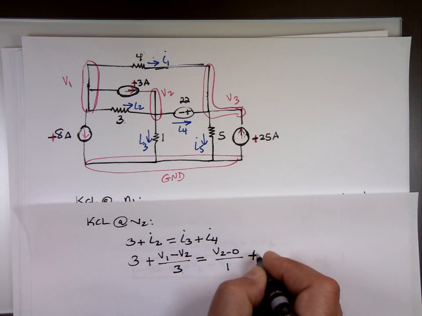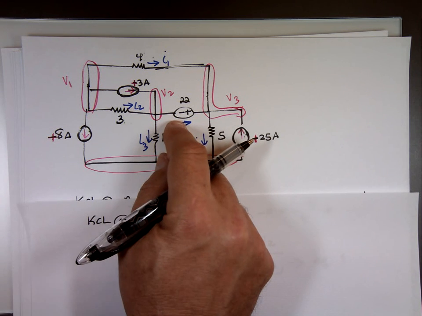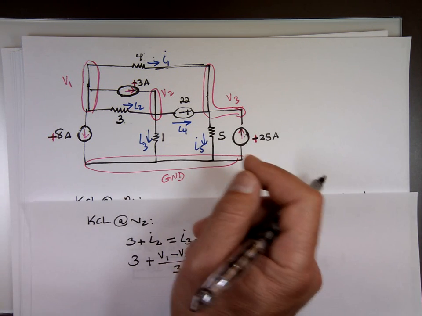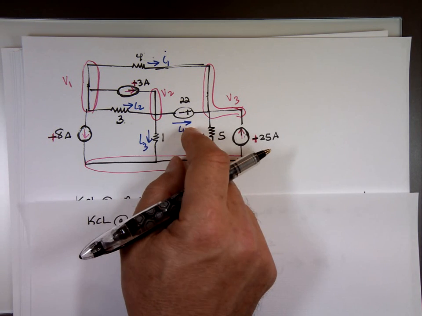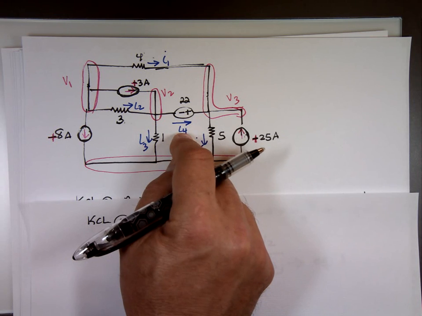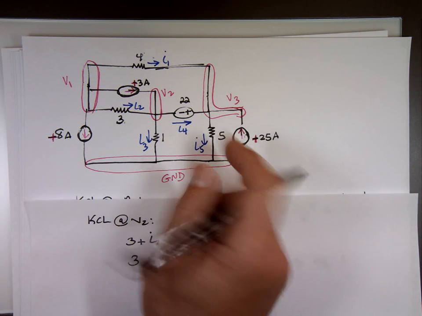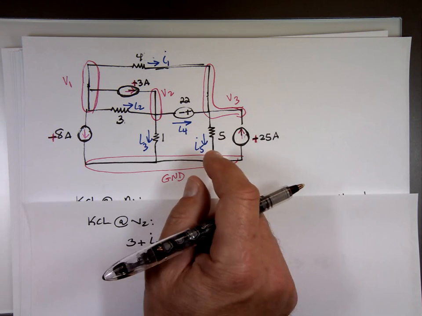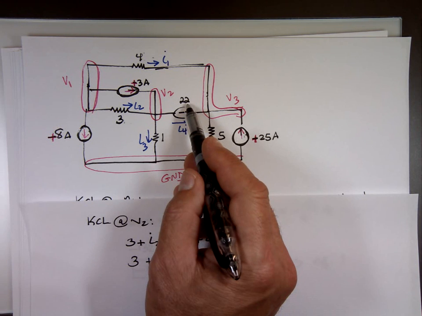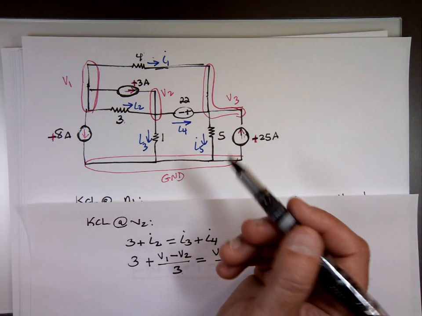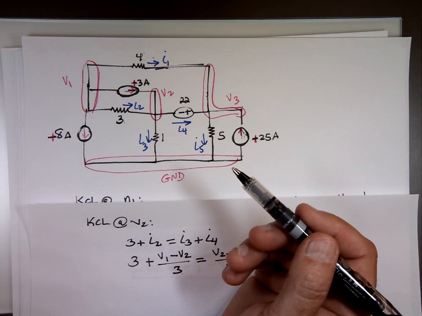What is I sub 4? Can we write I sub 4 in terms of the voltages? How is I sub 4 in terms of the voltages? You're saying 22? That's a voltage. So what is I sub 4? That's a voltage, right? You can't. So it has to stay as I sub 4.